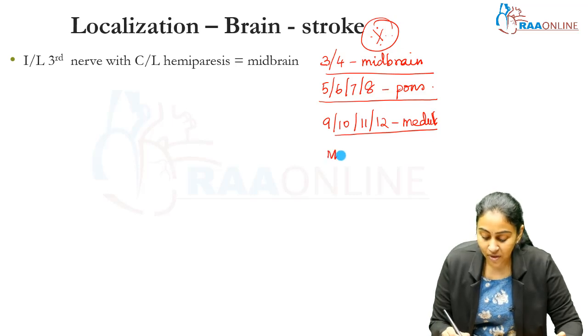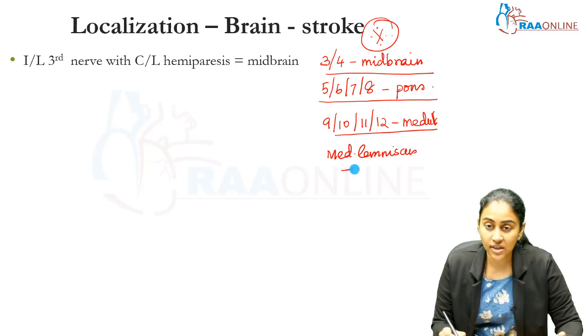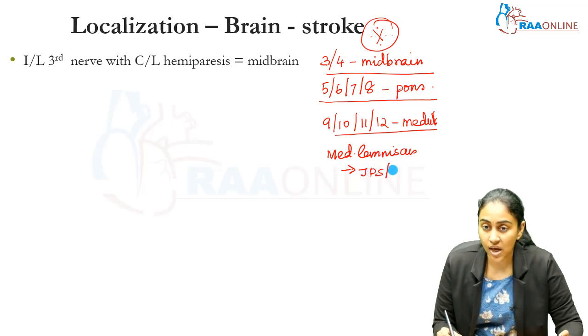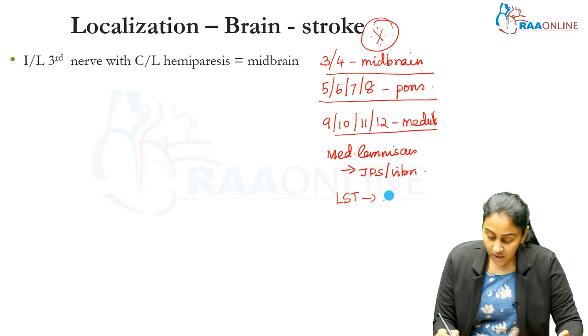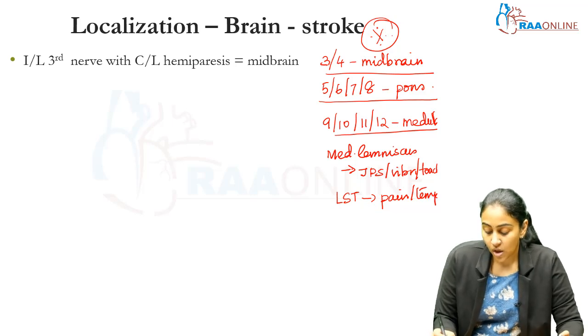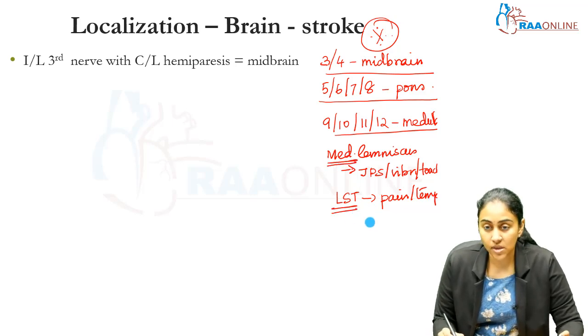One easy clue to remember is that the medial lemniscus is the ascending tract which carries sensations from the posterior column of the spinal cord. So what sensory modalities does the medial lemniscus carry? Joint position sense, vibration and fine touch. Your lateral spinothalamic tract is an extension of the lateral spinothalamic tract in your cord, and it carries pain and temperature. As the name suggests, the medial lemniscus is medial and the lateral spinothalamic tract is lateral, right?